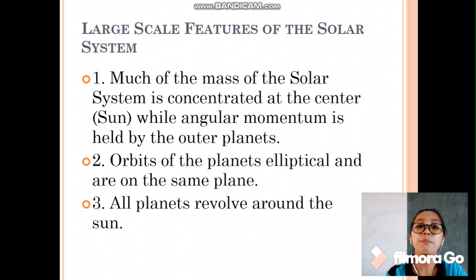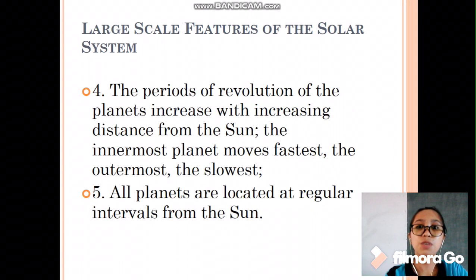Okay, then the periods of revolution of the planets increase with increasing distance from the sun. The innermost planet moves fastest and the outermost the slowest. Syempre, kay ang duol sa sun, gamay ra ang orbit nga tuyokon. That's why they revolve the fastest. While the outermost, for example Neptune, siya ang pinakahinay mo-revolve. It's because ang iyang orbit mas dako man. Then all planets are located at regular intervals from the sun. Ngano? So that di sila magbangga.